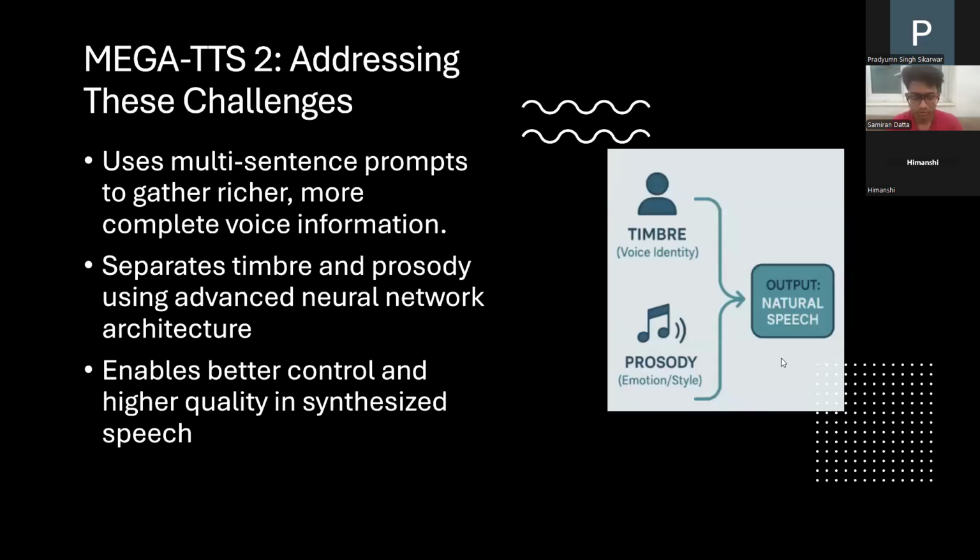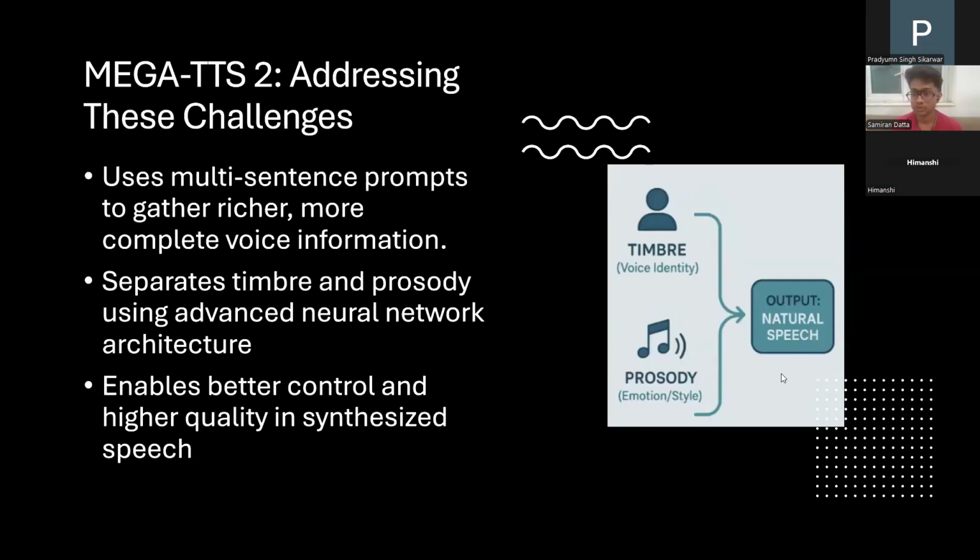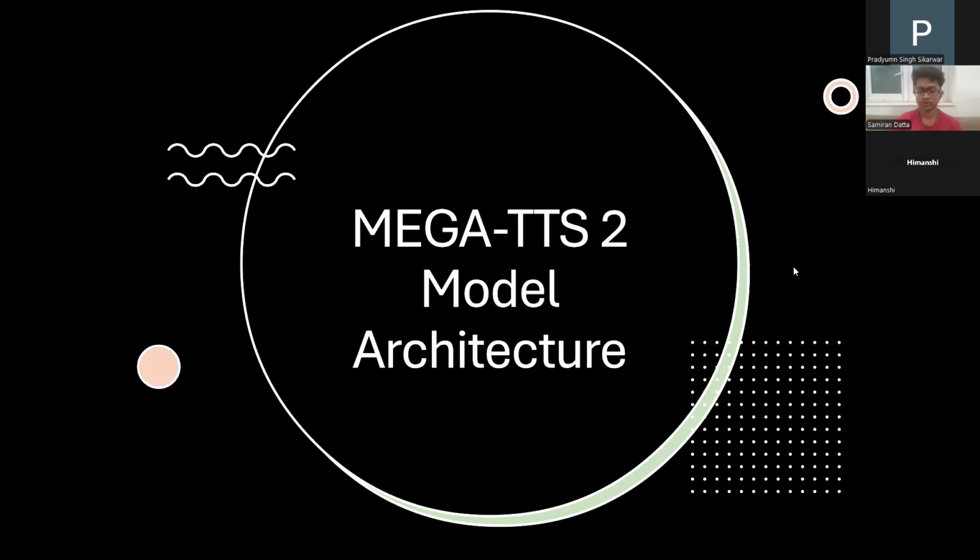So how does Mega-TTS 2 address these challenges? What it does is fix this by using multiple sentences as prompts. This gives it a better, fuller picture of the speaker's voice. It also separates timbre and prosody using a smarter neural network design. This means that we can now control the speaker's identity and their speaking style independently. The result is speech that's much more realistic, emotional, and flexible. Going on to the next section, we have the Mega-TTS2 model architecture, which will be presented by Pradyumn. Over to you.